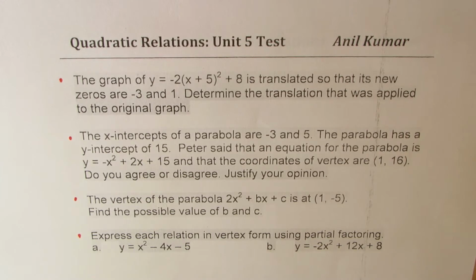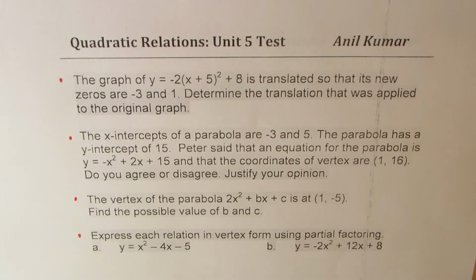Question 2: The x-intercepts of a parabola are minus 3 and 5. The parabola has a y-intercept of 15. Peter said that an equation for the parabola is y equals minus x squared plus 2x plus 15, and that the coordinates of the vertex are (1, 16). Do you agree or disagree? Justify your opinion.